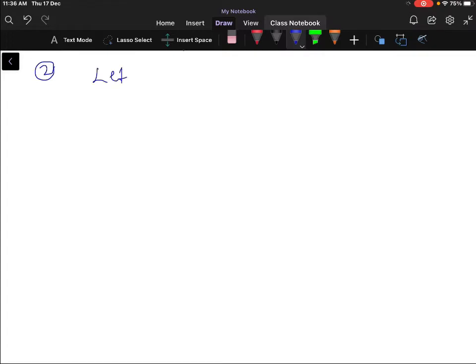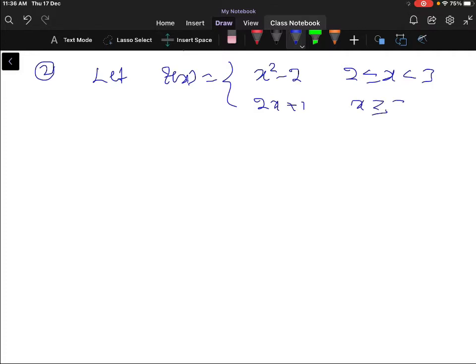Let f of x is equal to x square minus 2 for 2 is less than or equal to x less than 3, and 2x plus 1 for x is greater than or equal to 3. But you have to see whether the function f of x is continuous or not at x is equal to 3.